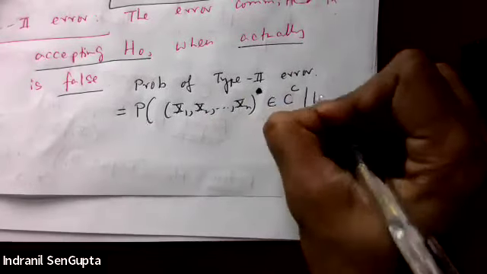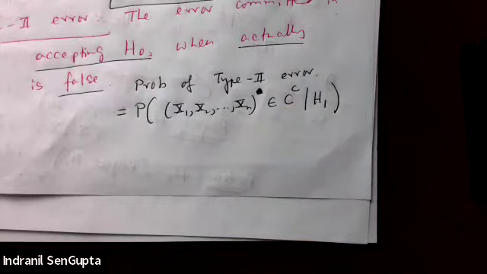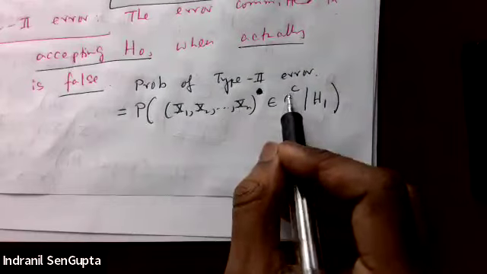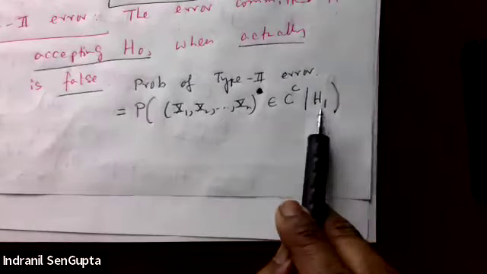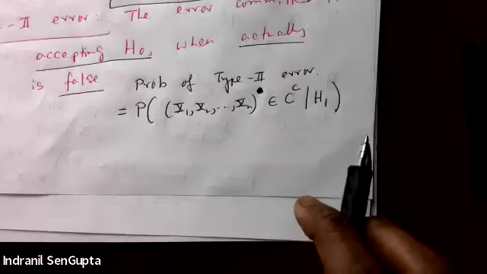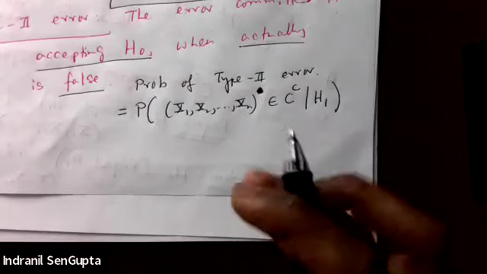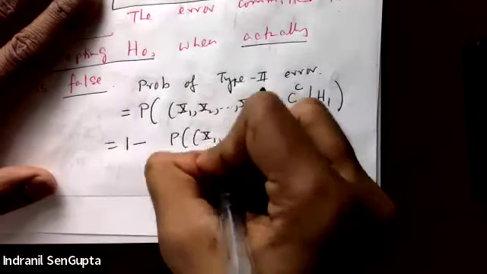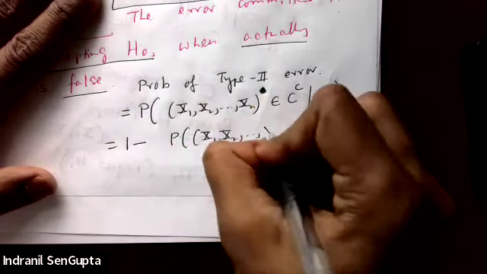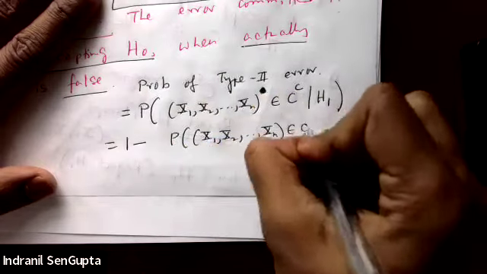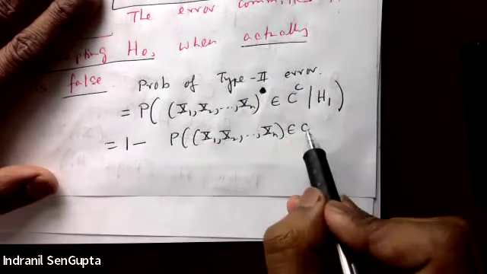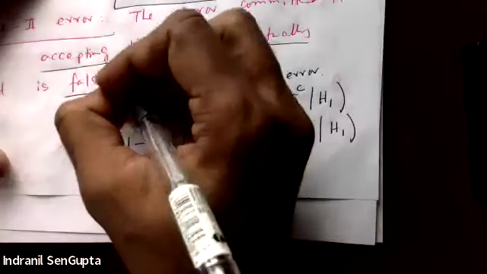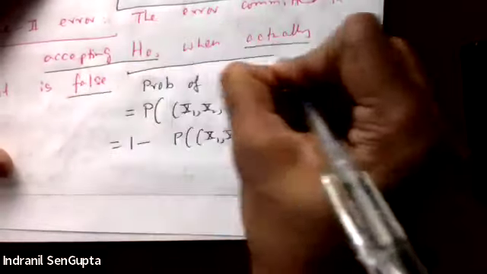However, H1 is true. Okay. So this is the probability of retaining H0, but when actually the true thing is H1. Another way of writing this is basically 1 minus the probability of x1, x2, xn is in C. Okay, so I can change the C complement to C, and I write 1 minus, where H1 is true. So this is the probability of type 2 error.